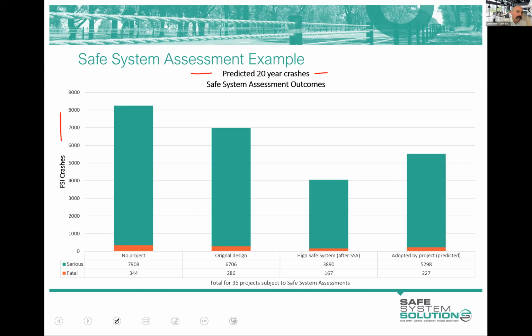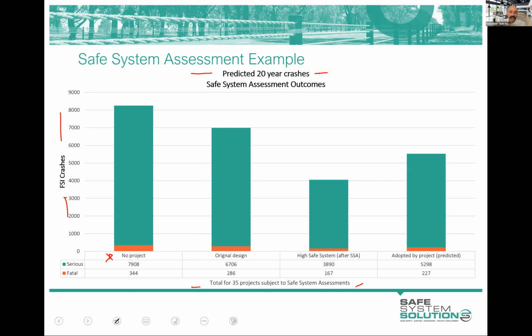So on the y-axis here, we've got fatal and serious injury crash numbers. And here we have four scenarios. So we've got no project. What this is saying is, for the 35 projects that were looked at, and these were big, massive projects, we had big town bypasses, we had $100, $200 million duplication projects, huge freeway upgrades, many hundreds of millions of dollars. So big stuff.